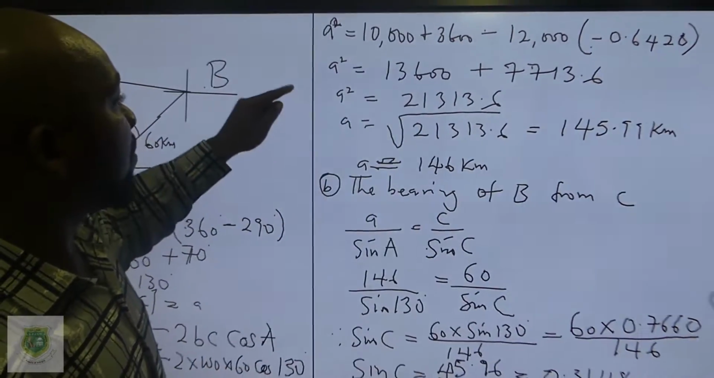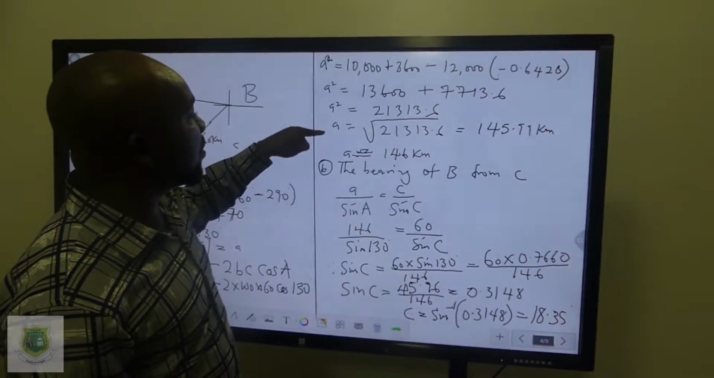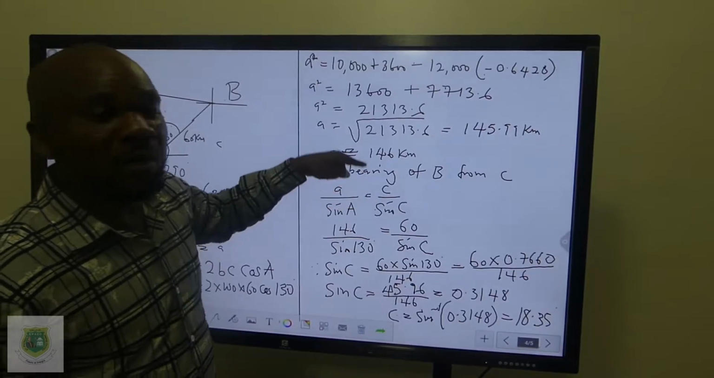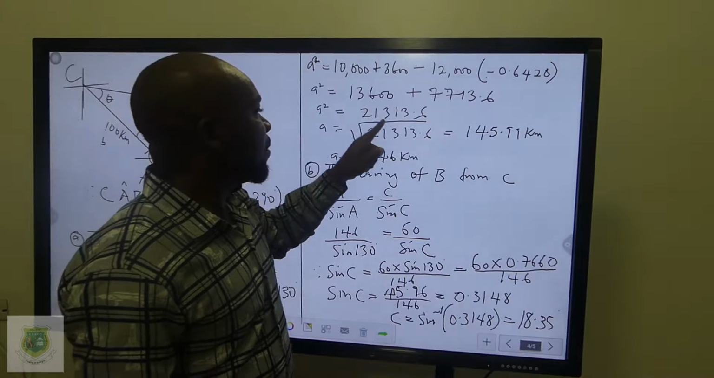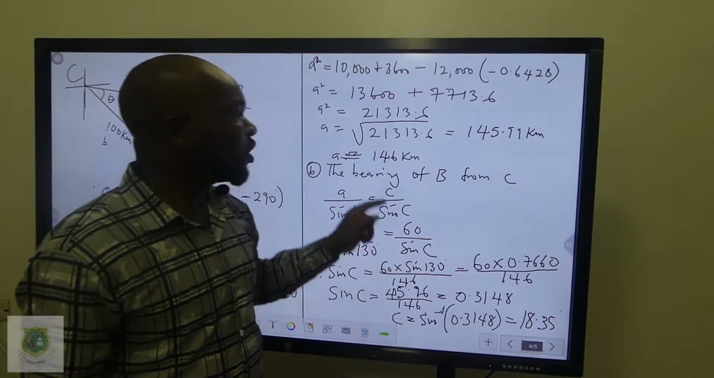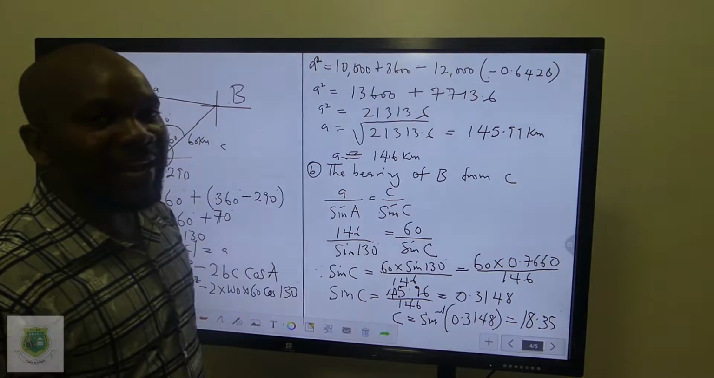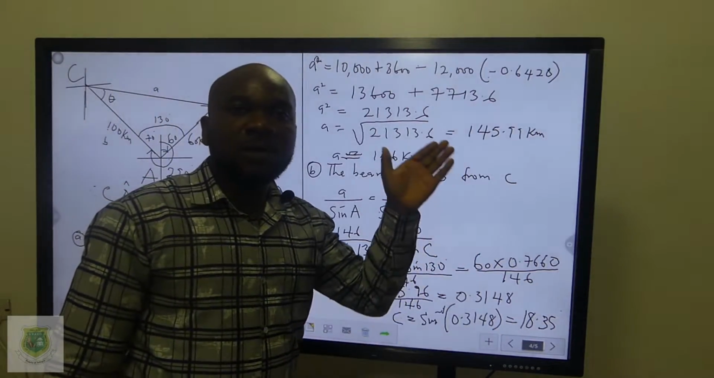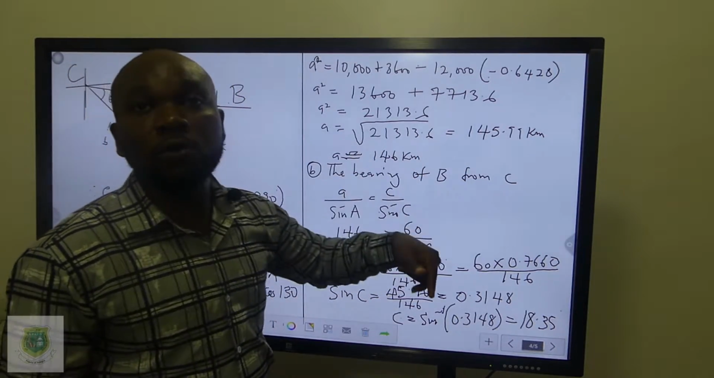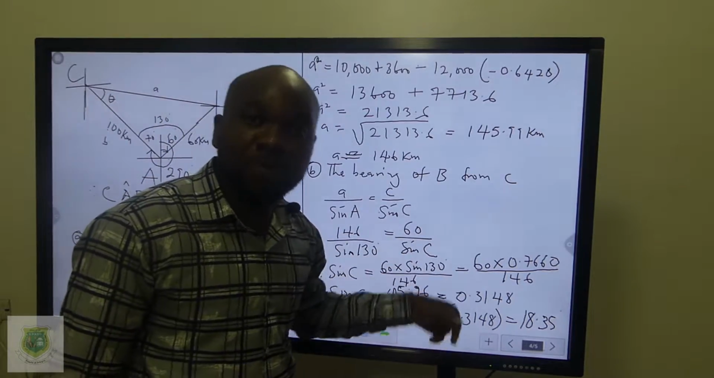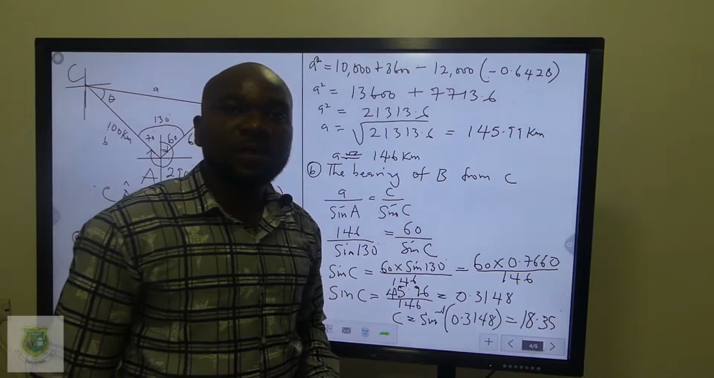Then you add it together, it gives you 21313.6. Then remember, this is A square. For you to remove this square, A is going to be the square root of 21313.6. Square root of this will give you what? 145.99 kilometer. You now approximate it to the nearest whole number, nearest kilometer. Then it becomes 146 kilometer. Hope you are getting it.